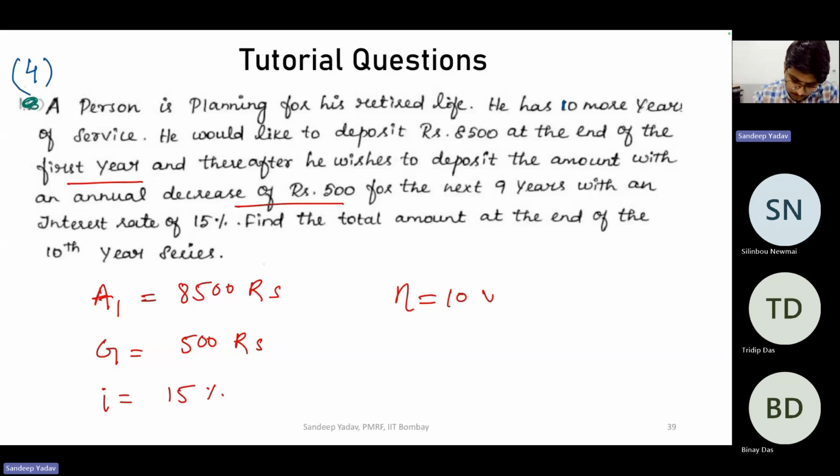If you draw the time value series here, that is the 0th year, that is the 10th year. The first year he is depositing 8,500. The second year he deposits 500 less, that is 8,000. Then again 7,500. Then the fourth year 7,000. And so on. In that way, in the 10th year he will deposit only 4,000 rupees.